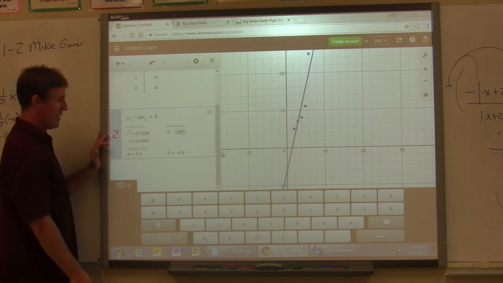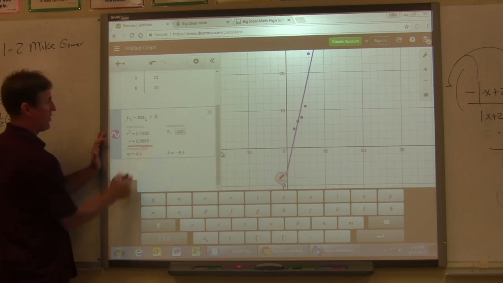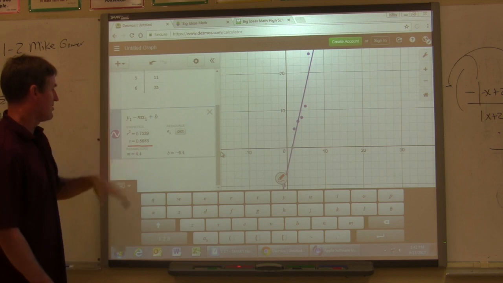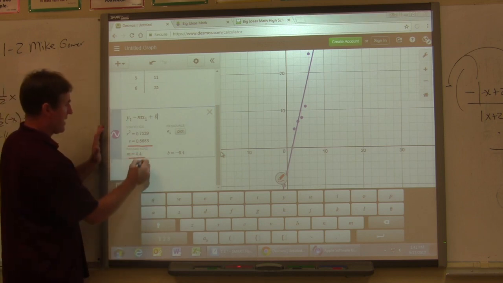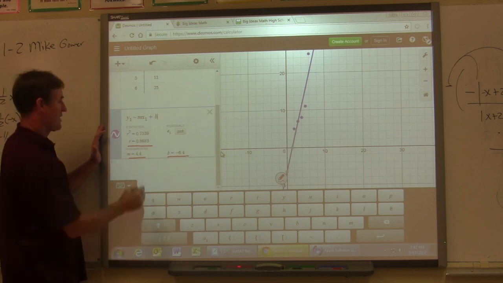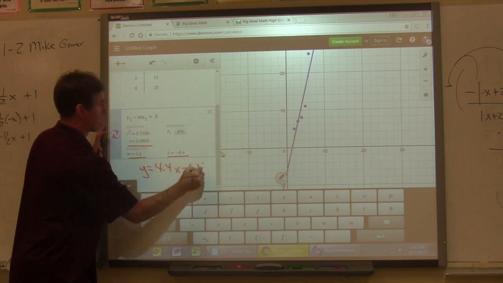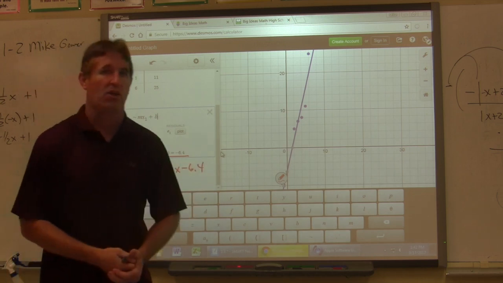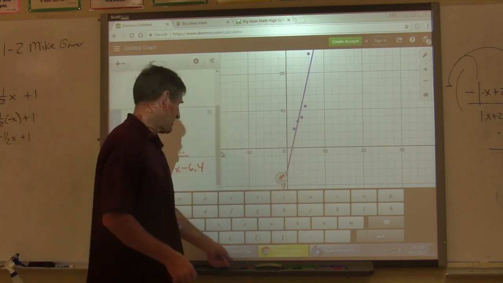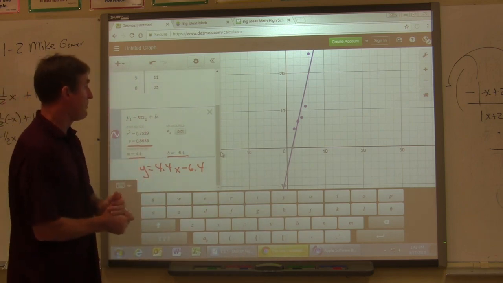But you can see it tells you r squared, and then it tells you the r value, which is 0.8683. So that's fairly accurate to a linear line. It's close. And then it tells us that the slope is 4.4, and that the y-intercept is negative 6.4, so I can write my equation. And I'm done. So you can see you can quickly get an equation if you have a set of data and find out what that is. And again, how close it is to 1 or negative 1 tells you the accuracy of that.